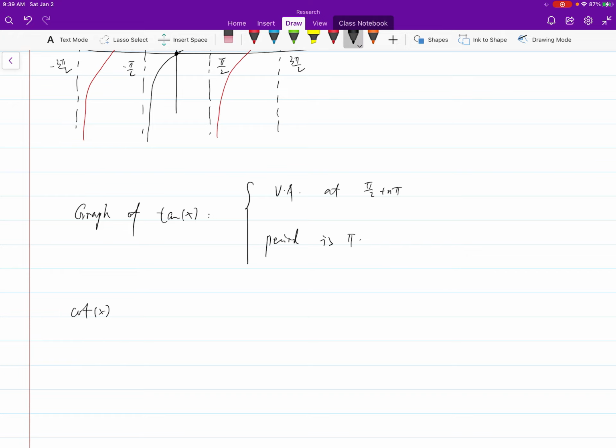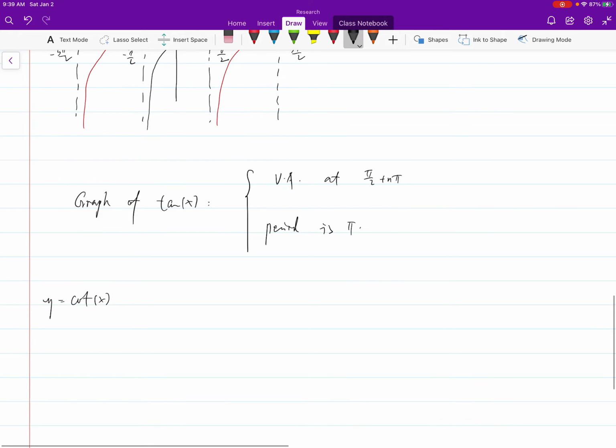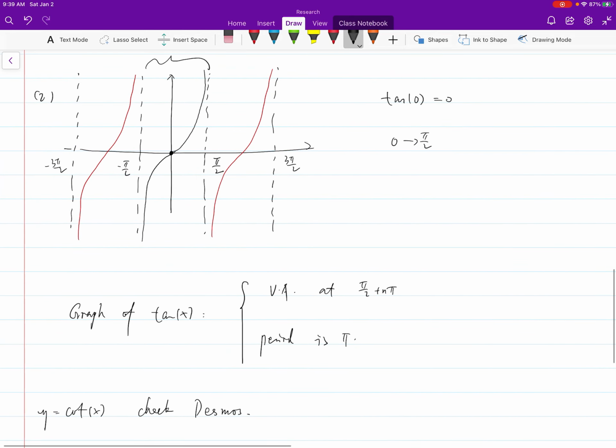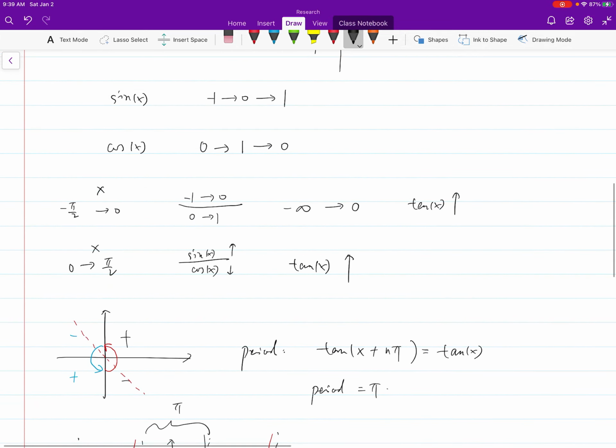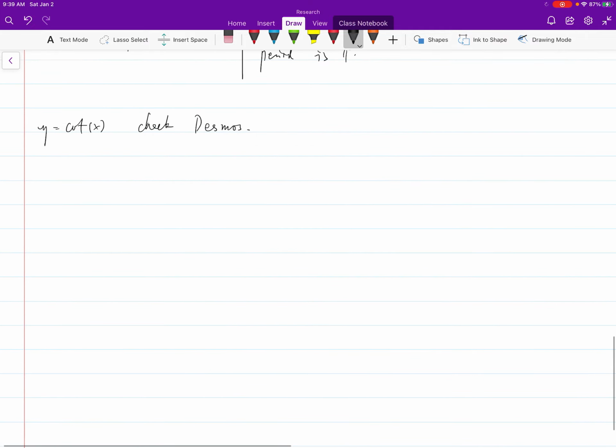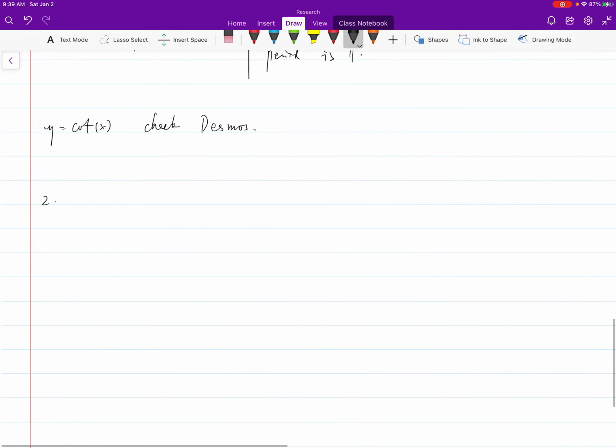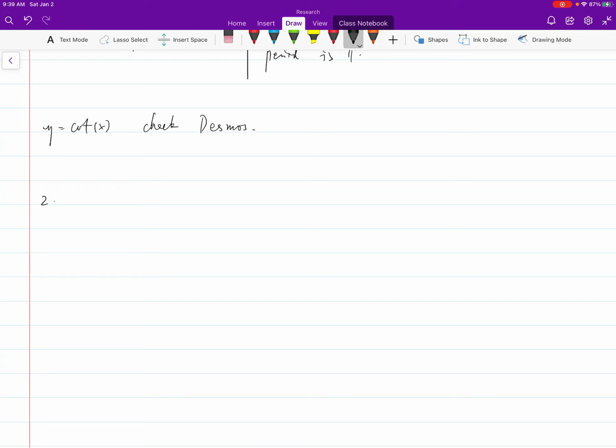For cotangent, following the same argument, check Desmos. Use some graphing calculator or Desmos to draw it. And ask yourself, well, how did you come up with this graph? It should be very similar to what we see here, because tangent and cotangent are kind of like partners to each other.